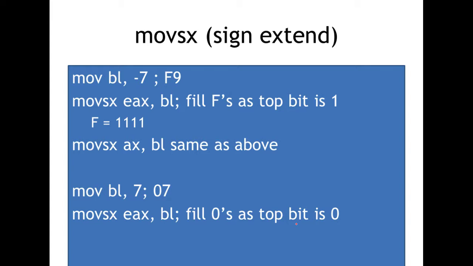Okay, so here's an example of sign extend, very similar to what we were just talking about. Let's say that we move the value -7 into BL, and now we want to sign extend BL into EAX. What we're going to find is that we're going to fill F's all the way up in that register, because if we look at F in binary, that's 1, 1, 1, 1. We're going to extend 1s from that original 8-bit register all the way through those 32 bits. So we'll take a look at an example here.